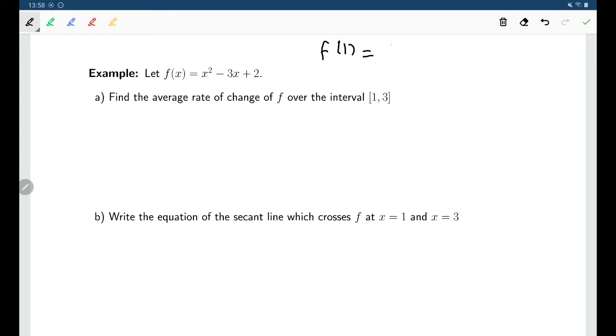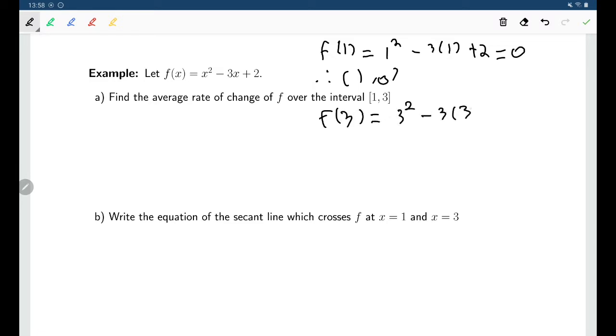So f of 1, that would be 1 squared minus 3 times 1 plus 2, which is 0. So in other words, we have the point (1, 0) on our graph. And I'll do the same thing for f of 3. f of 3 would be 3 squared minus 3 times 3 plus 2, which when I run that through my calculator, I get the value of 2. So that means that the second point that's on our graph is the point (3, 2).